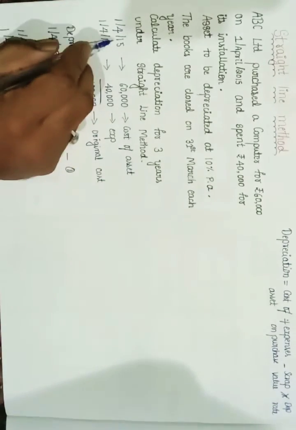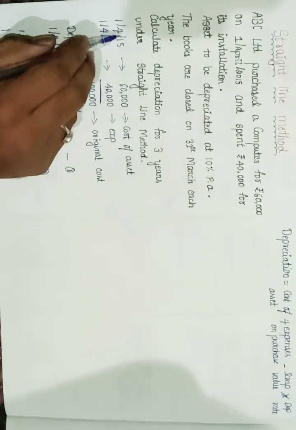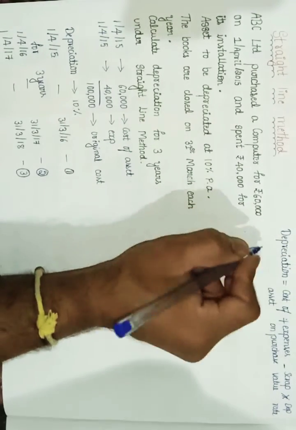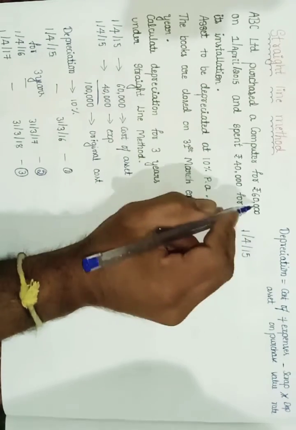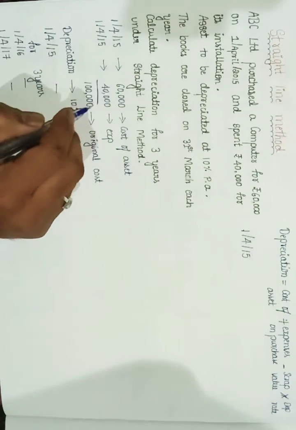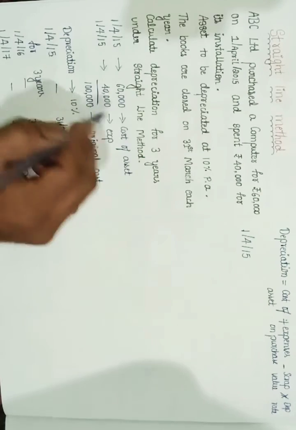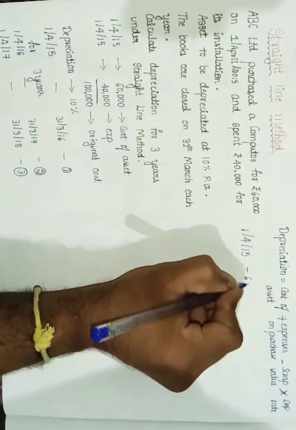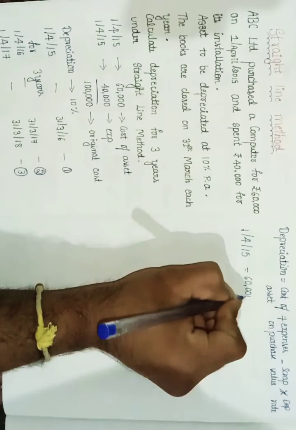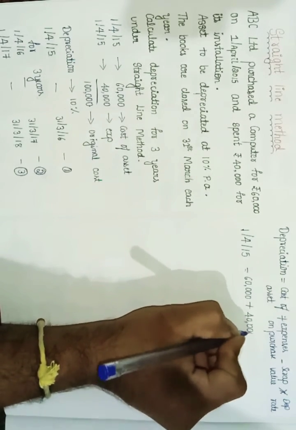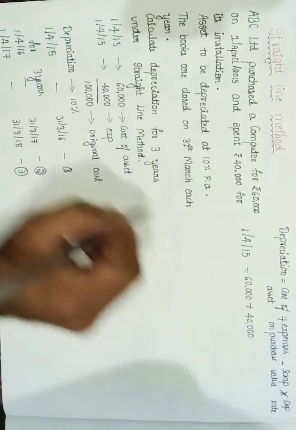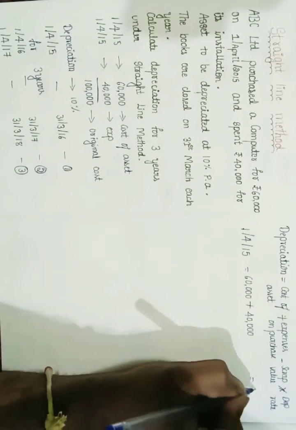Depreciation rate. So we are purchasing on 1st April 2015. On this date, that is 1st April 2015, we had a computer worth 1 lakh rupees, that is 60,000 cost of asset plus 40,000 rupees installation expenses. Totally the original cost is 1 lakh rupees.